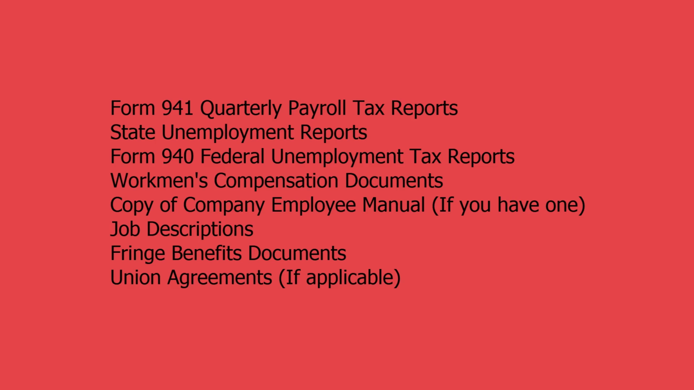Form 941 Quarterly Payroll Tax Reports. State Unemployment Reports. Form 940 Federal Unemployment Tax Reports. Workmen's Compensation Documents. Copy of Company Employee Manual if you have one. Job descriptions. Fringe benefits documents. Union agreements if applicable.